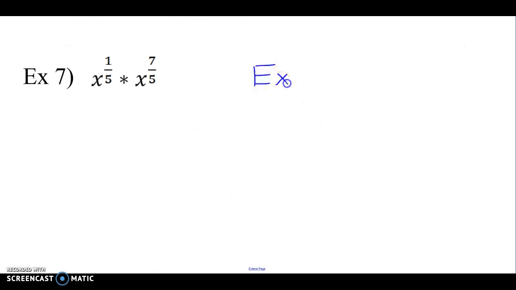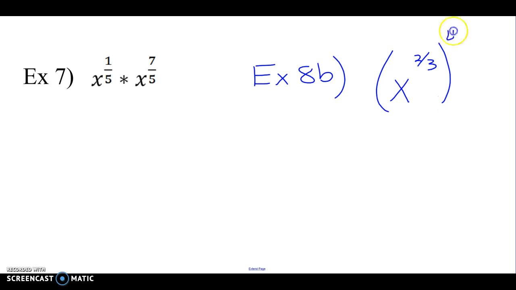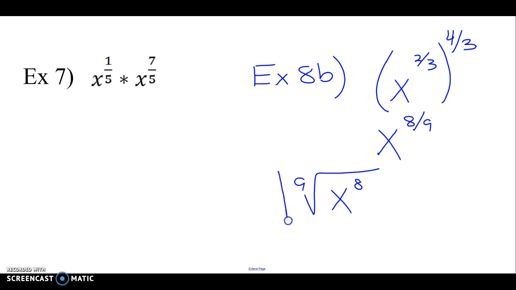So we're at example 8b, and I want you to do x to the 2/3 to the 4/3. Okay, now I want you to write your answer in reduced radical form. So do that now. So, Trevor, what is the index of this radical? 9. Becomes the 9th root of x to the 8th. So if there's 8 inside the house and we needed a group of 9, can any of them go? No, so that's actually your reduced radical.